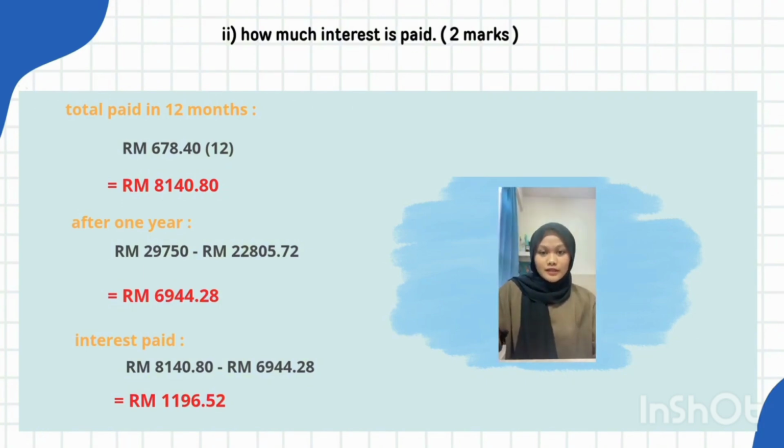And for the last step, we have to find the interest. We just take our total amount paid and subtract the principal paid off. When we subtract these numbers, the interest is RM 1,196.52. And that's our final answer. So that means we paid RM 1,196.52 in interest over the first year. That's all for question C1 and C2.